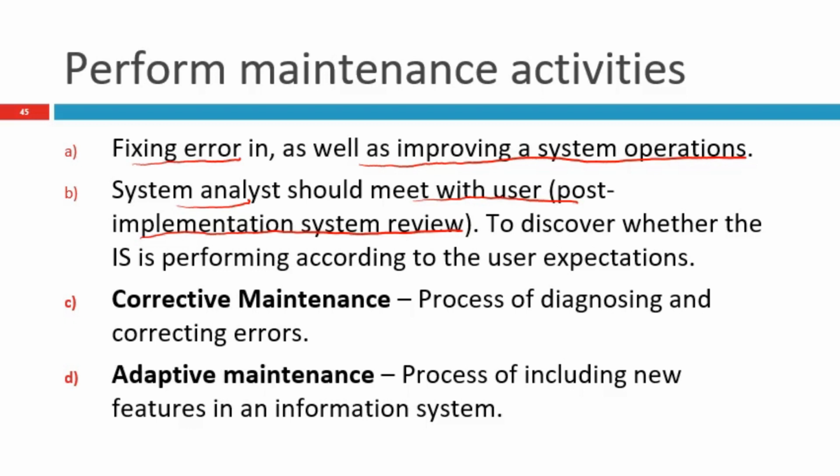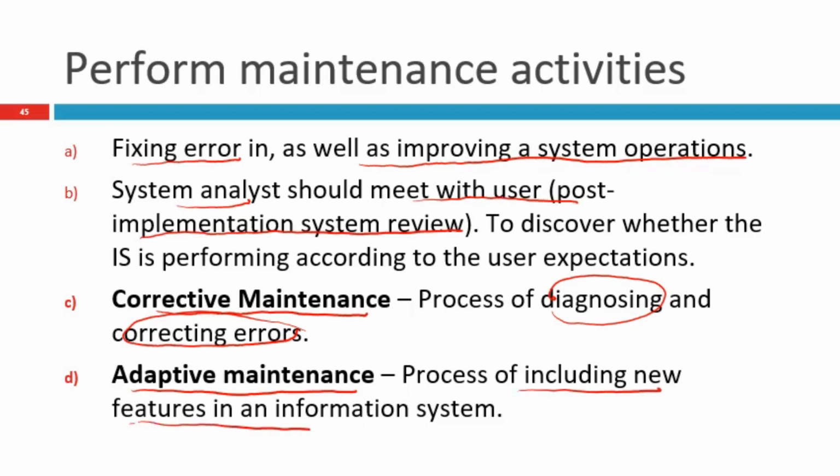There are 2 types of maintenance. First is corrective maintenance. And then we have adaptive maintenance. Corrective maintenance is a process of diagnosing and correcting errors, if any. Adaptive maintenance is a process of including new features in the new system, if needed.